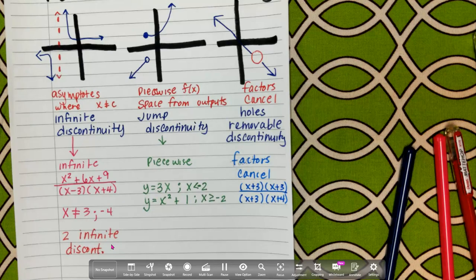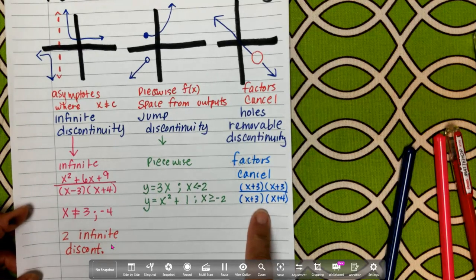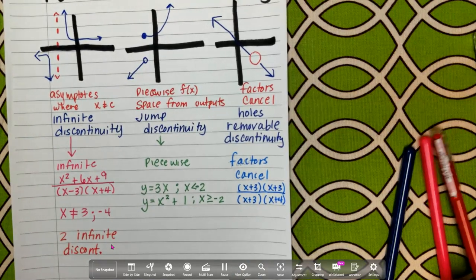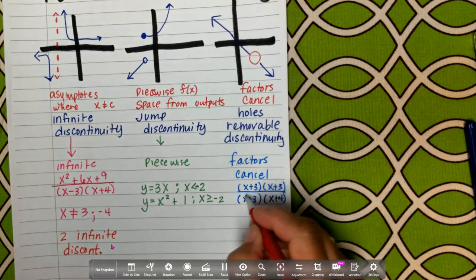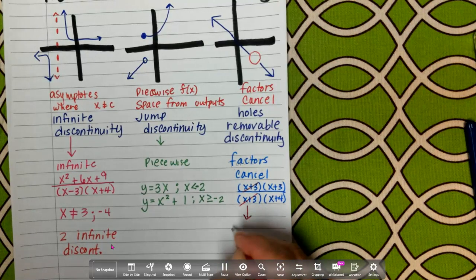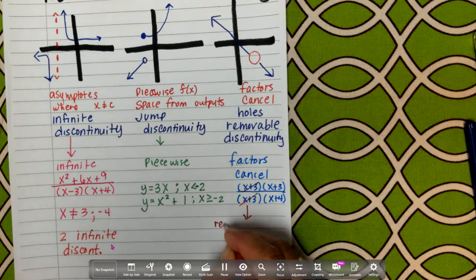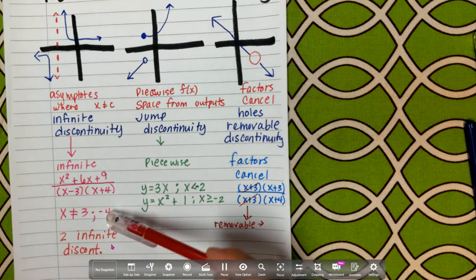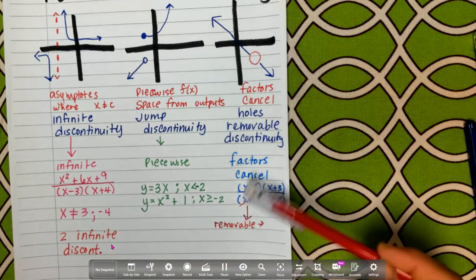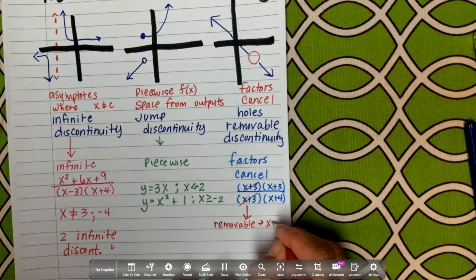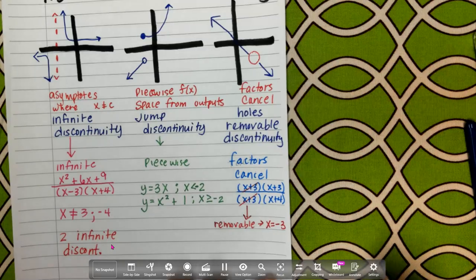So if you notice, I have two factors that cancel here. They're the same on the top and the bottom. So what happens anytime you have factors that cancel like this, you're going to have a hole, but it's called a removable. And it's always going to be at the opposite value, just like we did over here. So this says plus 3. So I know this is removable at x equals negative 3.